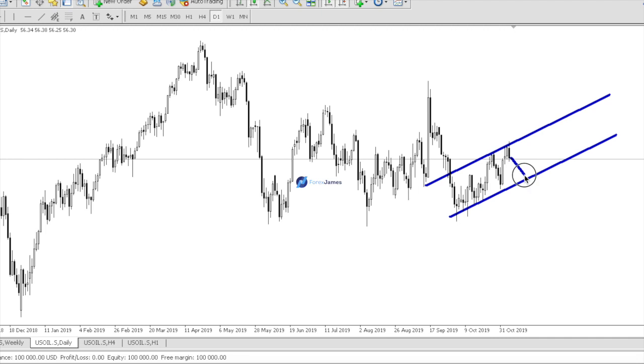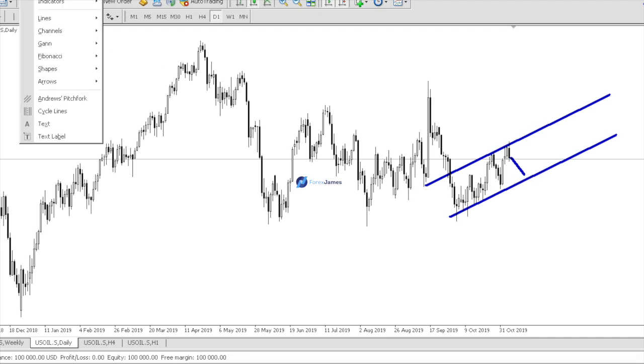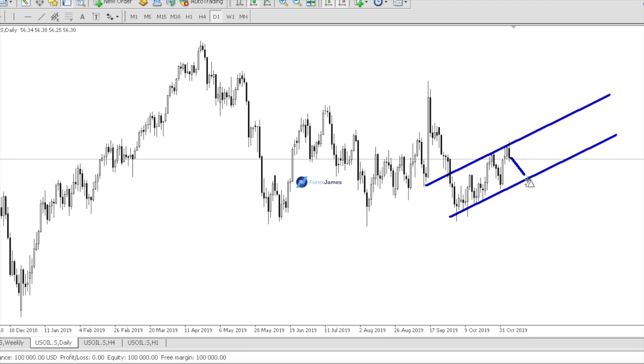So with this scenario, I would be interested in buying anytime price touches this lower trend line. Not now, but later. Because what you want is a good risk to reward ratio. You want to risk small to win more.